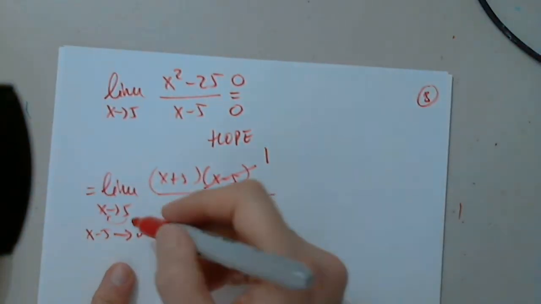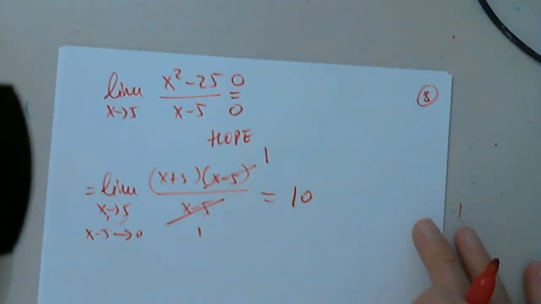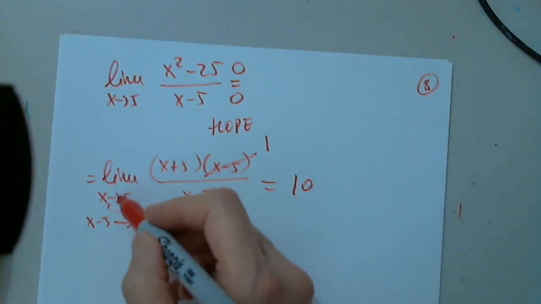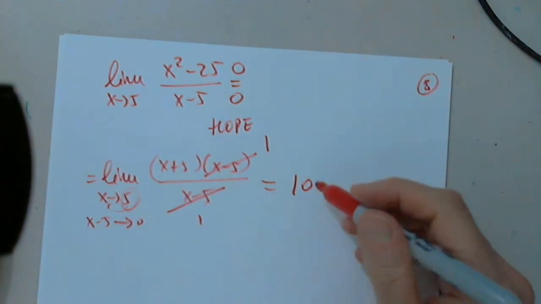So then 5 plus 5 is 10. This is not a horizontal asymptote because this is not infinity. This is just a number.